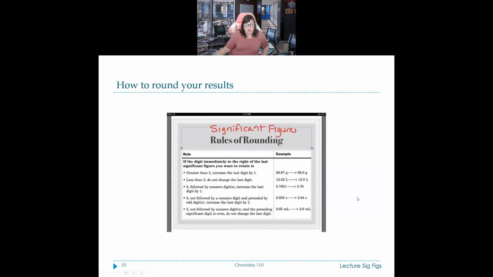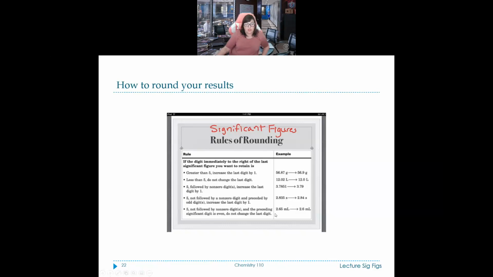So the way that we avoid that is by looking at these two rules at the bottom. And so if it's 5, not followed by a non-zero digit, then there are two cases that we have to consider. If it's the number before that, so if we're talking about 2.835, the number before the 5 is 3, so it's odd, then I'm going to increase that last number to 2.84, okay?